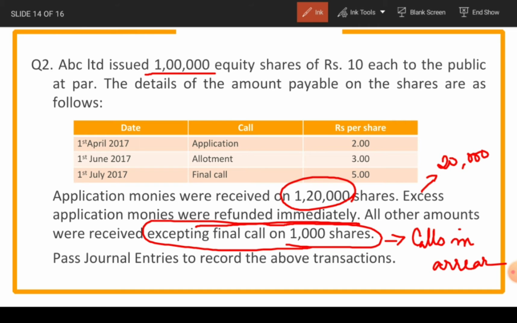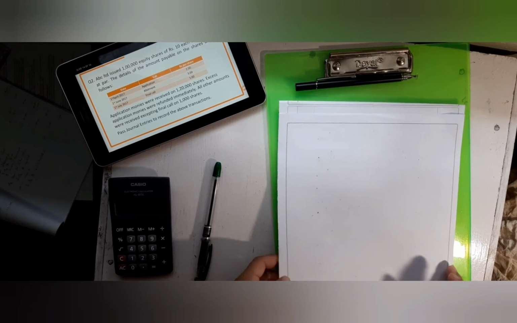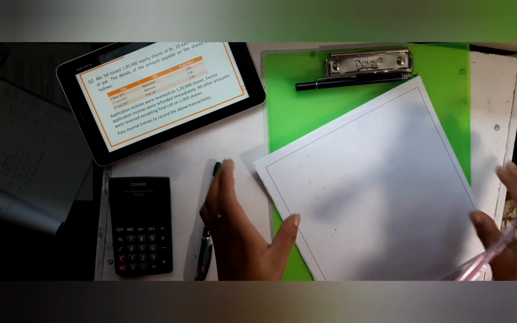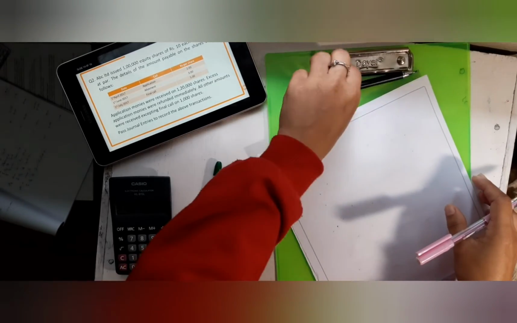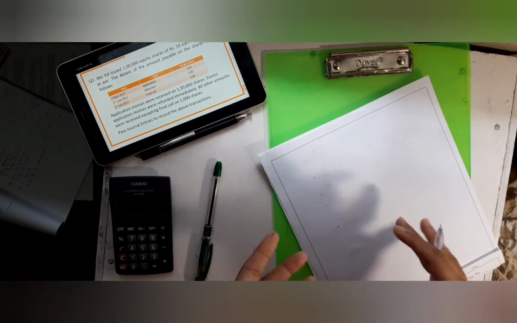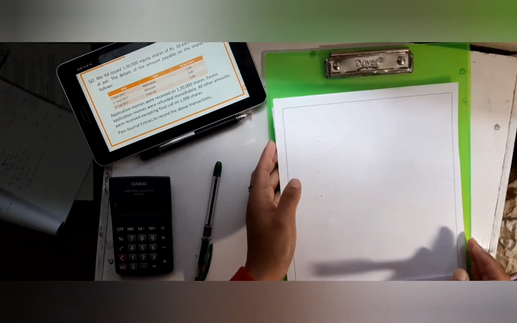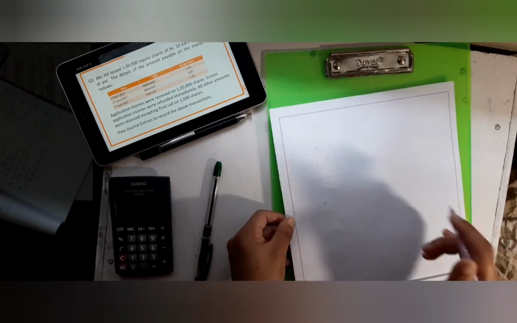So this question will have oversubscription as well as calls in arrear. Let's deal with that really quickly now. Before we proceed with actually solving the question, I like to write a brief rundown of what the question is about. If you don't do this also, it's fine, but it's just something that I like to do to make it easier for me to solve my questions.